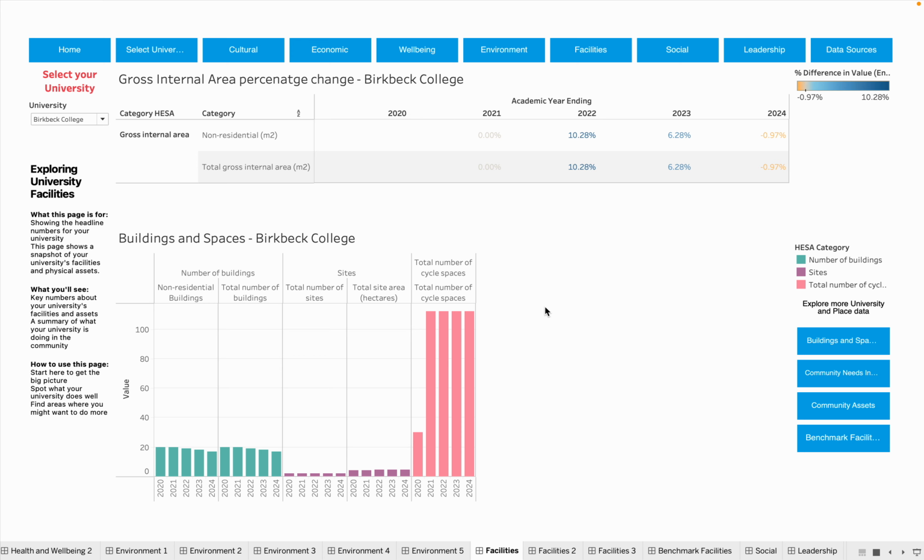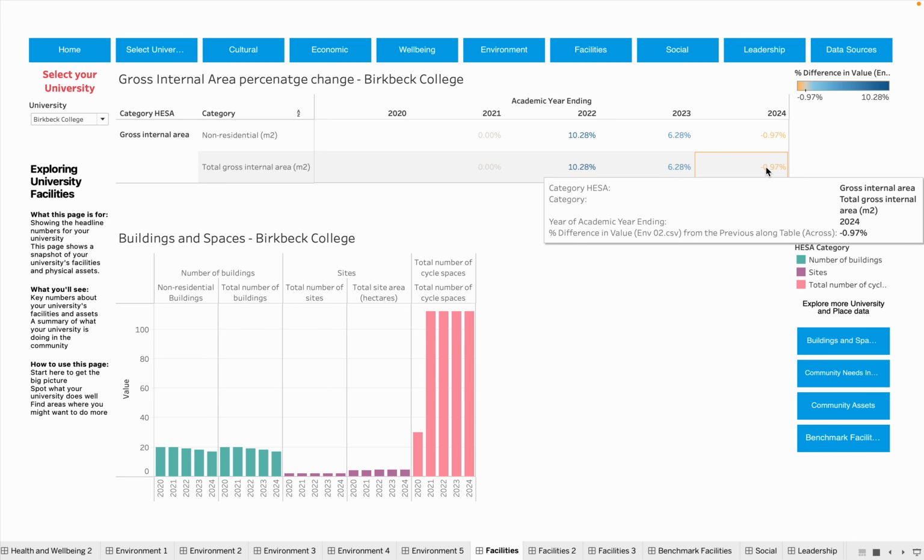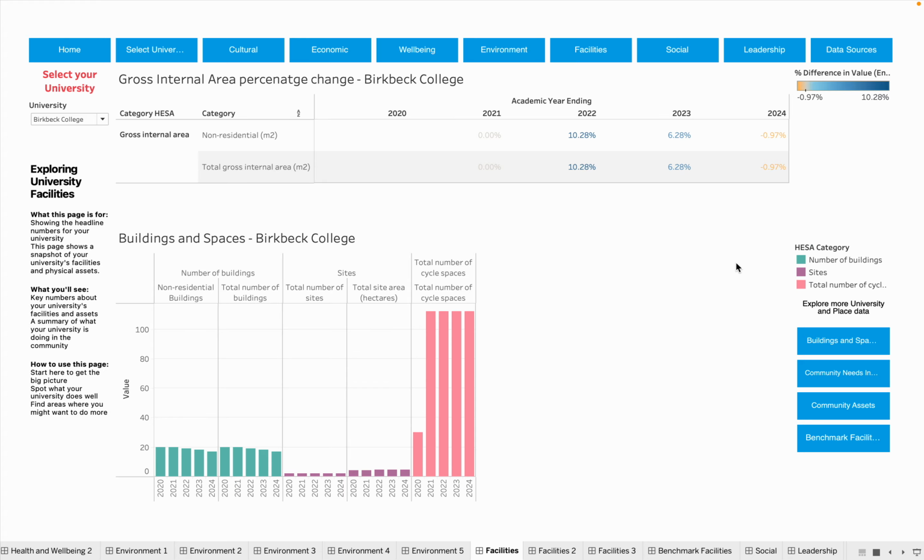And if we wanted to increase our number of cycle spaces while increasing our number of buildings, but it looks like there's some slight shrinkage here, and the graph shows us that there's a slight decrease in gross internal area. Here we can analyze these.